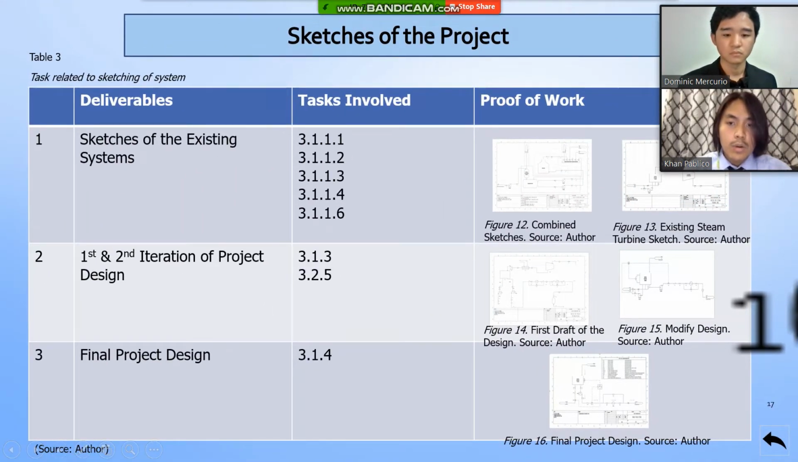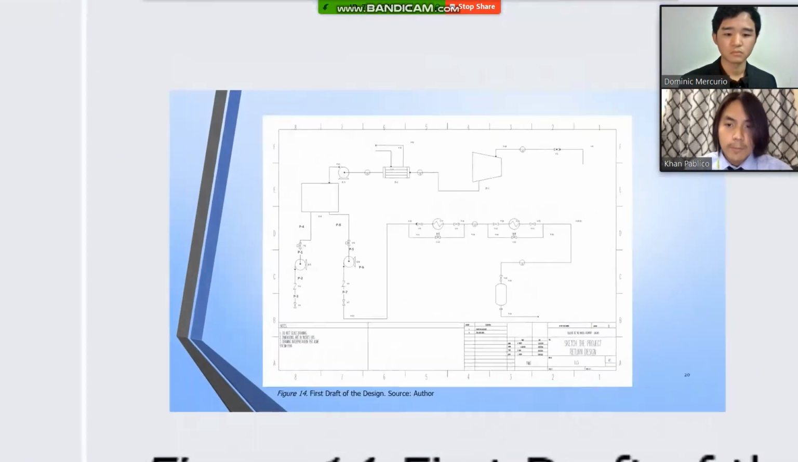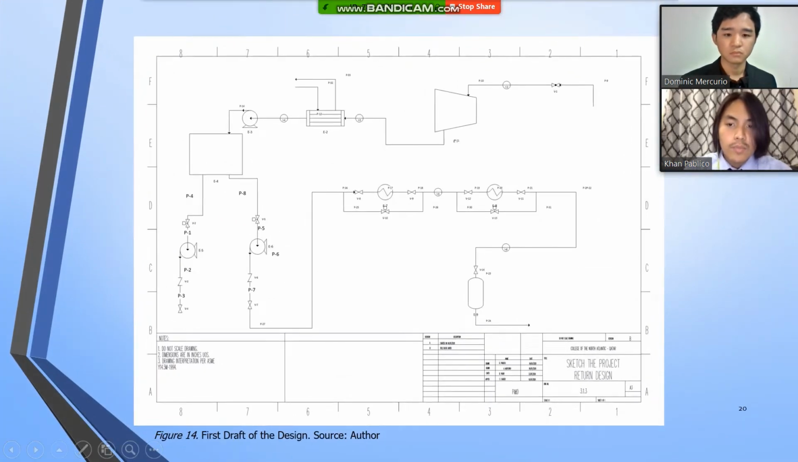So now, looking at our project design, we want all of this condensate in the open tank to be sent back into the system, creating a closed loop. Here it enters a series of equipment and eventually will return back into the deaerator and back into the process.